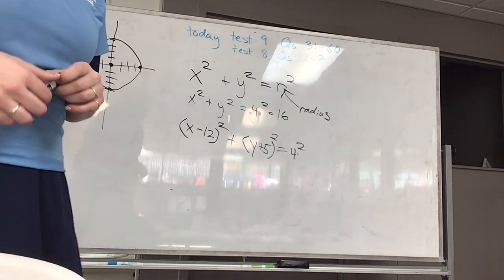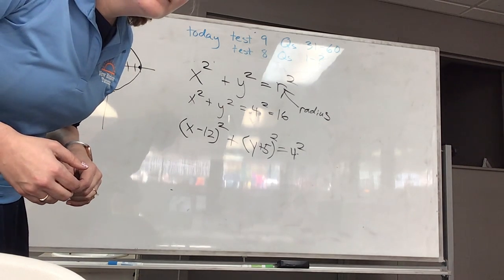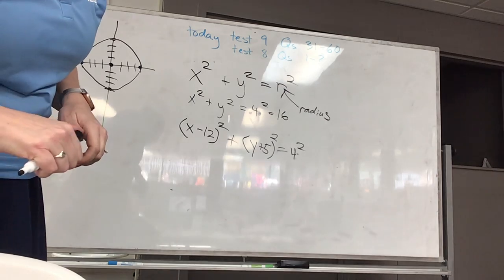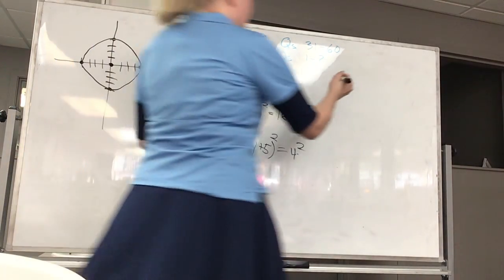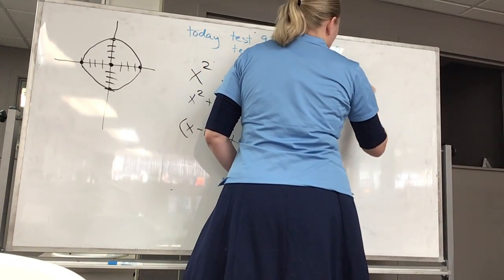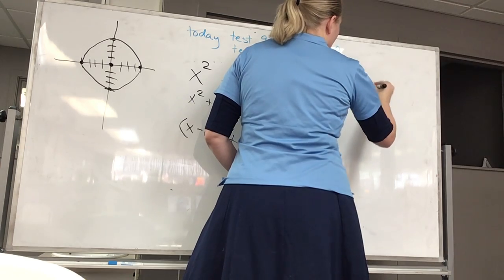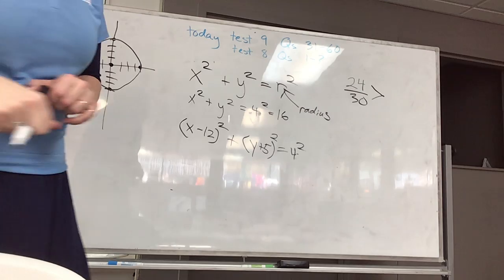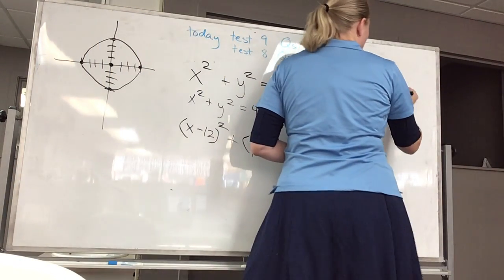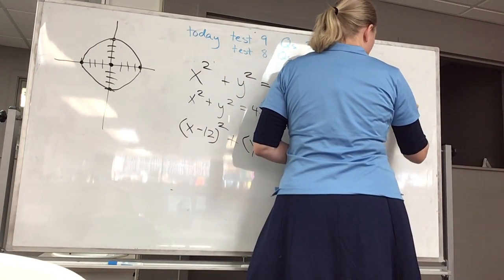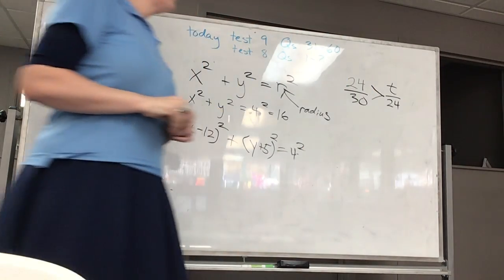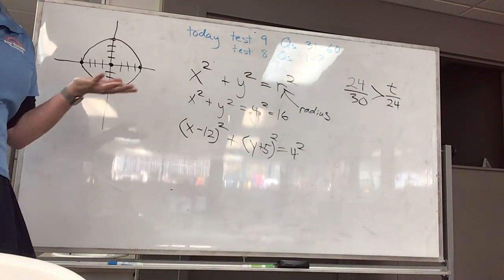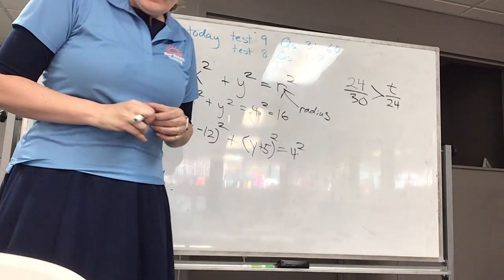On this one, you would... Can you go through that one? Maybe. So we have 24 over 30, and this is greater than t over 24. And you're trying to find what's the maximum value of t that still works.